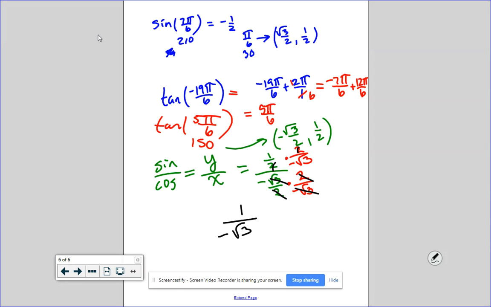But I can't have a radical on the bottom. So what do I have to multiply top and bottom by? Square root 3. And I get an answer of negative square root 3 over 3. So tangent of negative 19 pi over 6 equates out to negative square root 3 over 3. That was terrible. That was real.